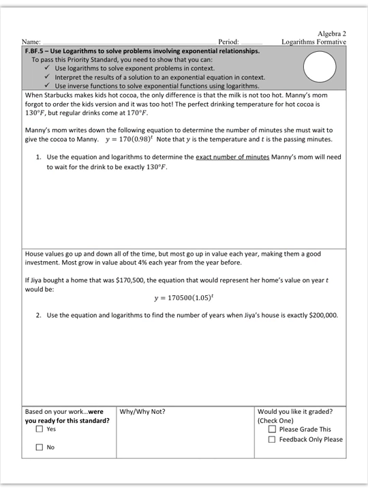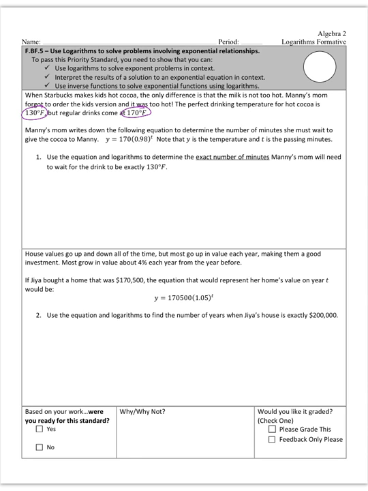All right, so we're using a logarithm to solve an exponential relationship. I'll read you the story, and then I'll talk about how we go about doing this. When Starbucks makes a kid's hot cocoa, the only difference is that the milk is not too hot. Manny's mom forgot to order the kids' version, and it was too hot. The perfect drinking temperature for hot cocoa is 130 degrees Fahrenheit, but the regular drink comes at 170 degrees Fahrenheit.